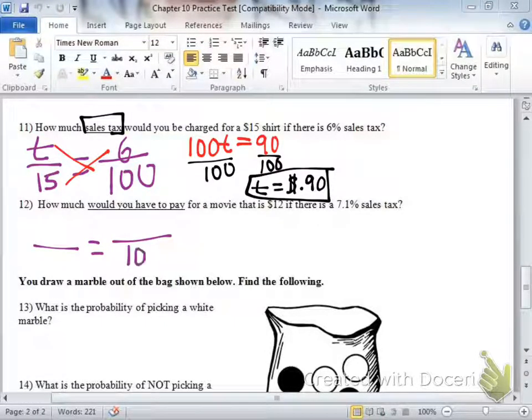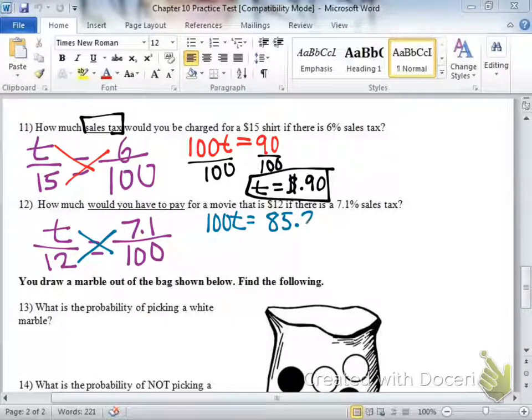Next one. Same sort of setup at the beginning. How much would you pay for a movie that is $12 if there is a 7.1% sales tax? So 7.1 is my percent. $12 is my original. My T goes right there. T for tax. Cross multiply, you get 100T equals, anyone know 12 times 7.1? 85.2, thank you.